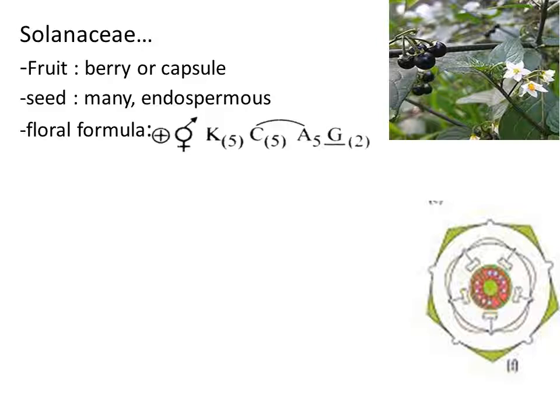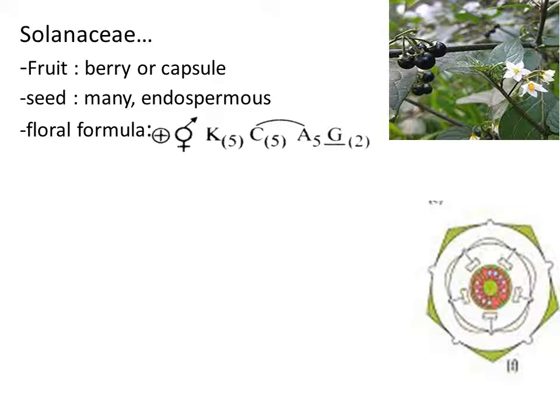Yes, the next whorl is corolla. Corolla is made out of a number of petals. So you have to count the number of petals. Clear? The number of petals is 5 and they are also united. So gamopetalous condition. So you have to write the number in bracket. C 5 in bracket.